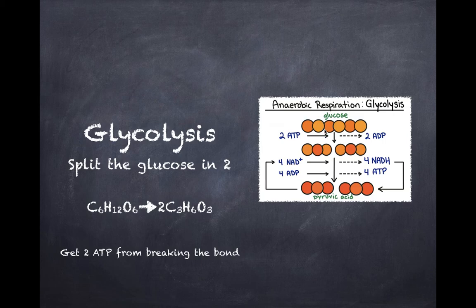So if we look at a diagram, we have carbons represented by circles. We've got 1, 2, 3, 4, 5, 6 carbons. We're going to break that bond, and we'll have 2 molecules that are 3 carbons, and those are going to become pyruvic acids. In the process, we had to use 2 ATP, and we made 4 ATP, which is why we say you can get 2 ATPs out of this. You get a gain of ATPs just by doing glycolysis.